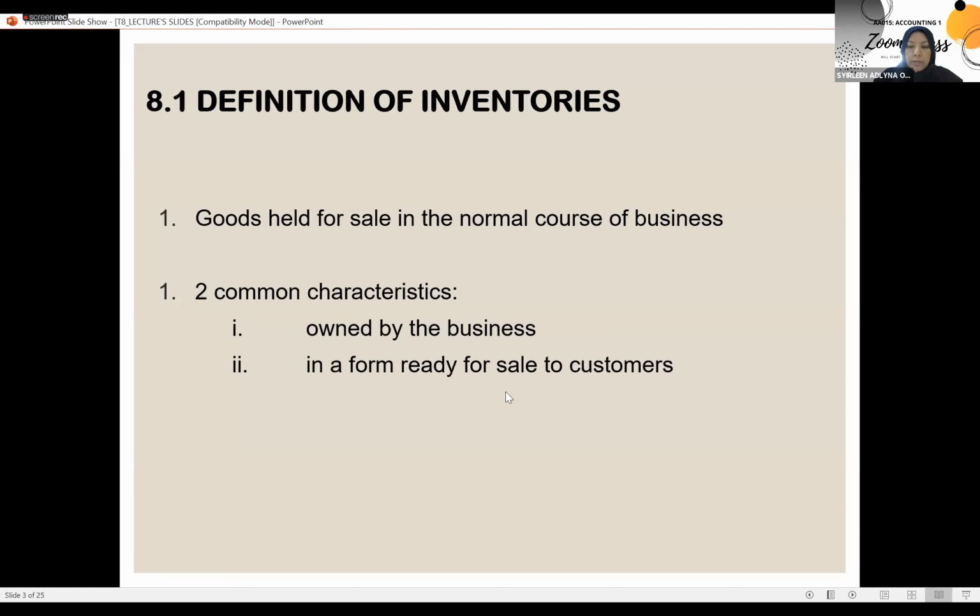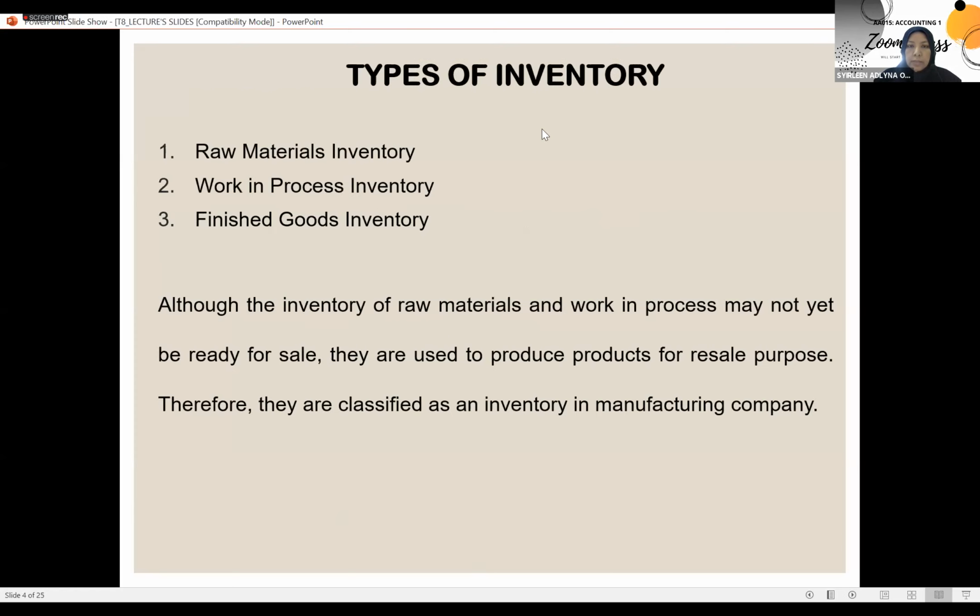Alright, so there are actually 3 types of inventory that you're gonna learn in topic 8. So types of inventory yang awak perlu tahu is actually 3. One is raw materials inventory, inventory bahan mentah. The second type of inventory is work in process inventory, inventory kerja dalam proses. And the third one is finished goods inventory, inventory barang siap. Alright, so raw materials inventory and work in process inventory is actually meant for manufacturing company.